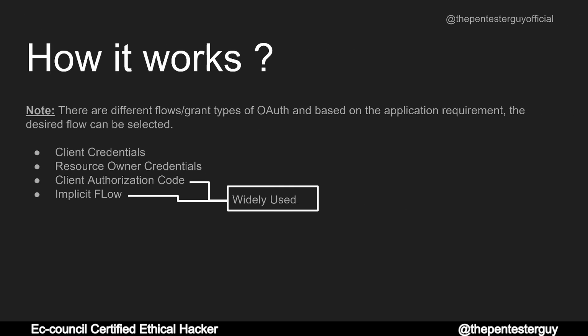So how does it work? Before starting, I would like to tell you that there are different flows, which are also known as grant types, in OAuth, and based on the application requirement, the desired flow can be selected. There are multiple flows: client credentials, resource owner credentials, authorization code, and implicit flow. Authorization code and implicit flow are widely used, so I'll be covering those. But initially, in layman's terms, I would like to explain the process.